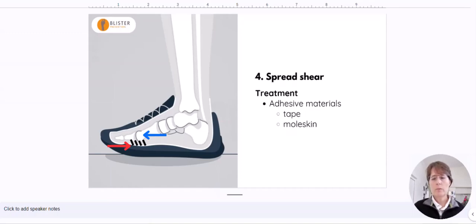And finally, we can spread shear load. This is how taping works. We tape an area, or we put moleskin on an area that is bigger than the blister. What that does is, instead of shear peaking at a very discrete location, we're kind of spreading that shear load over a larger surface area.